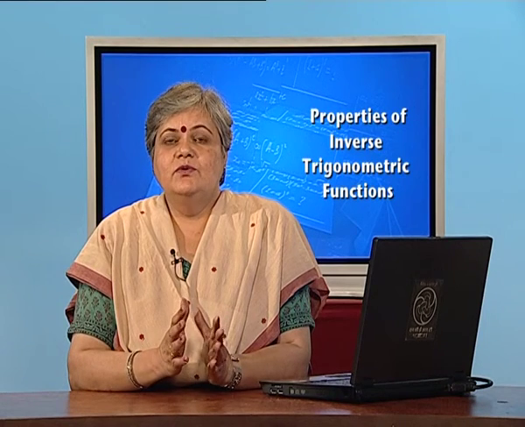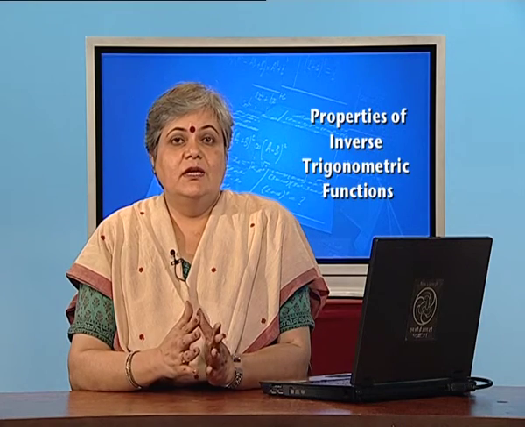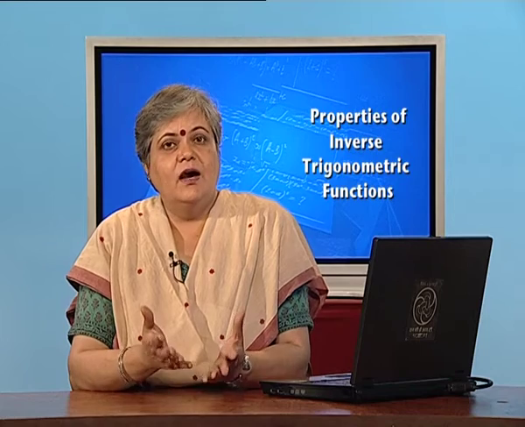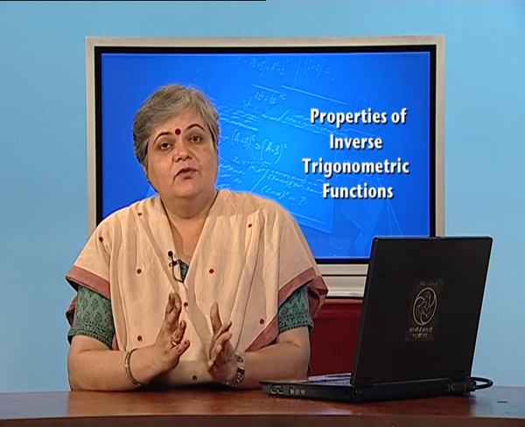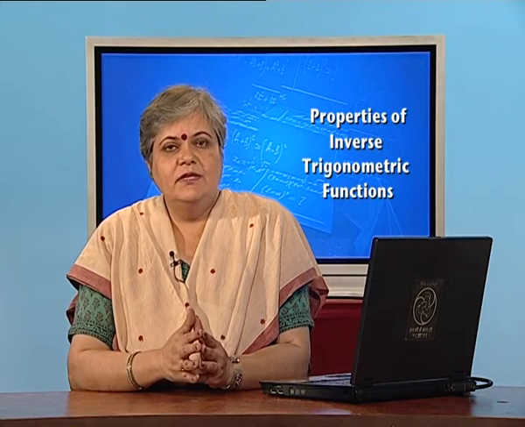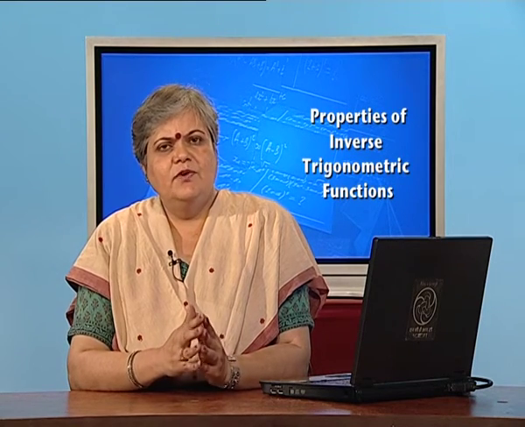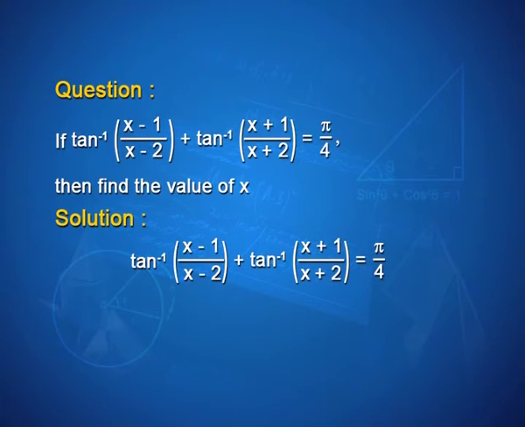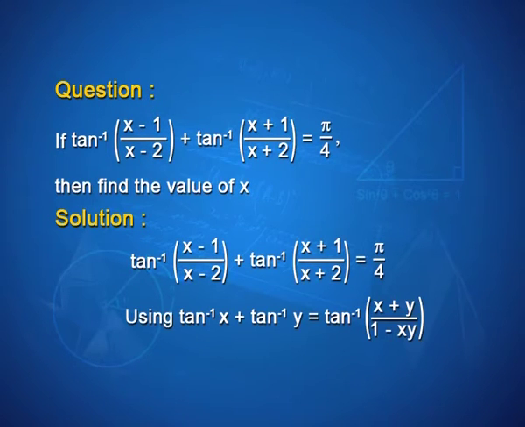Remember, we used to do something called trigonometric equations in grade 11. So, this is also an equation where the unknown is x. We have to find the value of x. Again, if you see the left hand side of this equation, it is giving you the signal that it is time to use that fifth property which says tan inverse x plus tan inverse y is equal to tan inverse of (x plus y) by (1 minus x y).